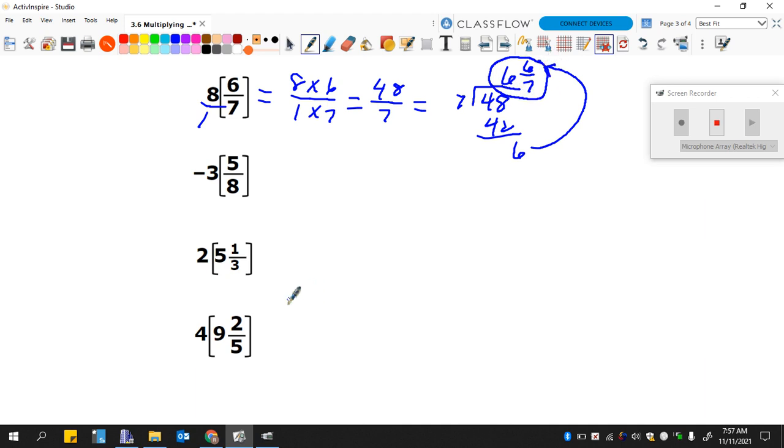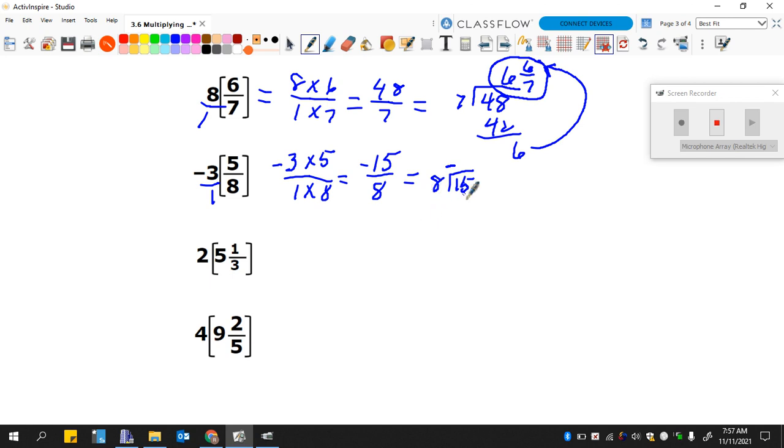Here, once again, we have a negative number, negative 3, so it becomes negative 3 over 1. So we're going to go negative 3 times 5 and 1 times 8. Negative 3 times 5 is negative 15. 1 times 8 is 8. And when we divide, we're going to just say 8 into 15. And we're going to bring that negative number up top.